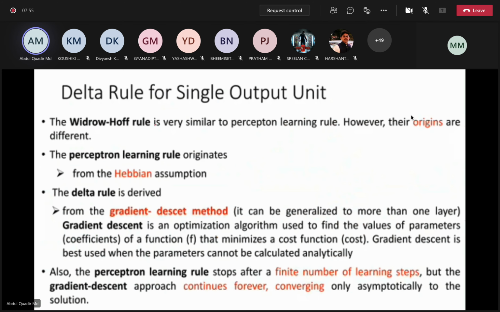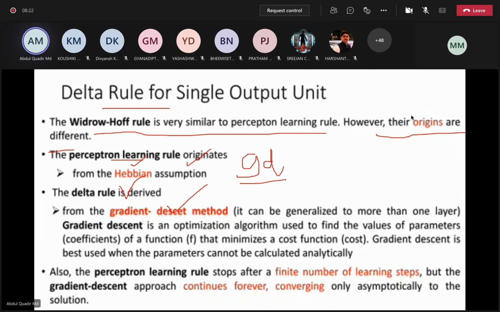Now, delta rule. What is delta rule? The Widrow-Hoff rule is very similar to the perceptron rule. However, the origins are different. The perceptron rule, what we studied, is based on Hebbian assumptions. But the delta rule is derived from gradient descent, what we have studied in module 2. I have already explained the gradient descent. It can be generalized to more than one layer.